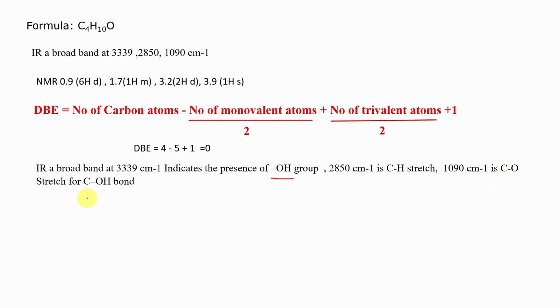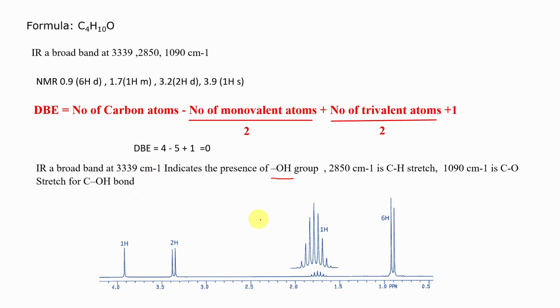By considering the NMR values, see the NMR spectrum of this molecule. It gives a 6 hydrogen doublet, a 1 hydrogen multiplet, a 2 hydrogen doublet, and a 1 hydrogen singlet. These are the data, and it is the NMR spectrum. What information does this NMR spectrum give?